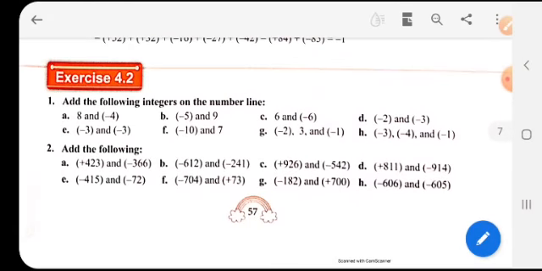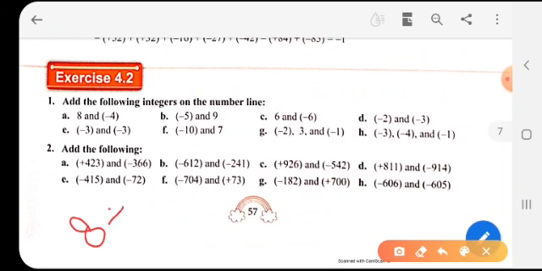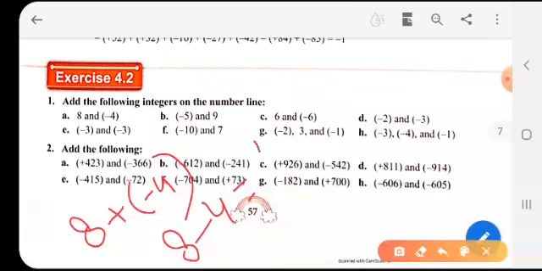So in this order we can simplify these sums. When 8 and minus 4 are added, we can add 8 plus minus 4. So it means 8 minus 4 is 4. We have the plus sign put here because the positive sign is with the greater number. So in this way we can do these addition sums.